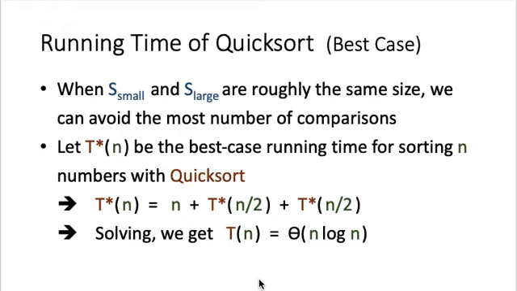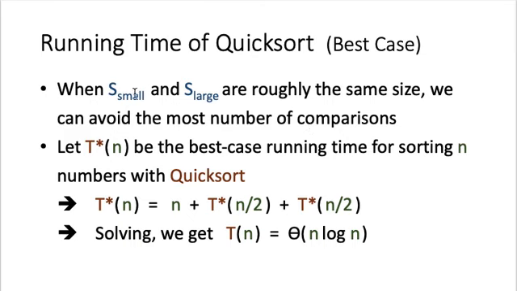But how about the best case? Normally we will not analyze the best case of an algorithm, but here, let us see what could be the best case for quicksort. The best case for quicksort is the situation where we can avoid the most number of comparisons. So when can we do so? When can we avoid the most number of comparisons?